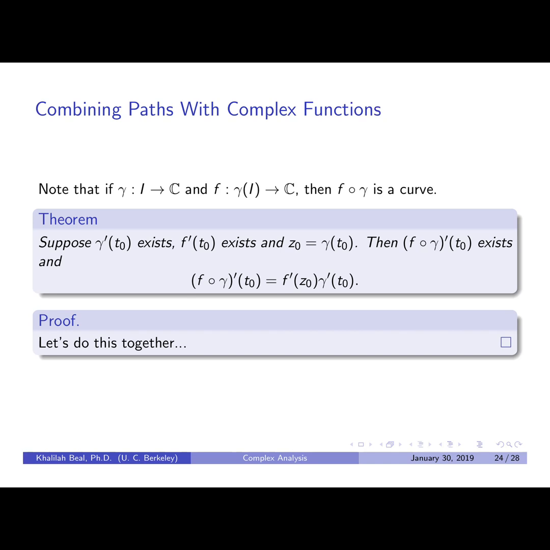Okay, so we worked with this theorem, and this is where we finished. We finished proving that if you have a path and you compose it with a complex function, then the result is another path, right? And if the path and the complex function are differentiable at the corresponding points, then the composition will also be differentiable. And here we have our formula for finding the derivative of the composition.